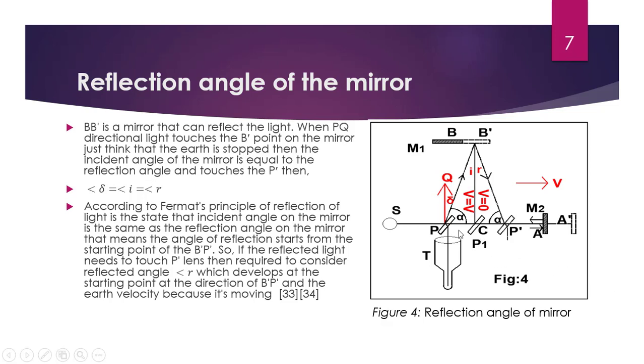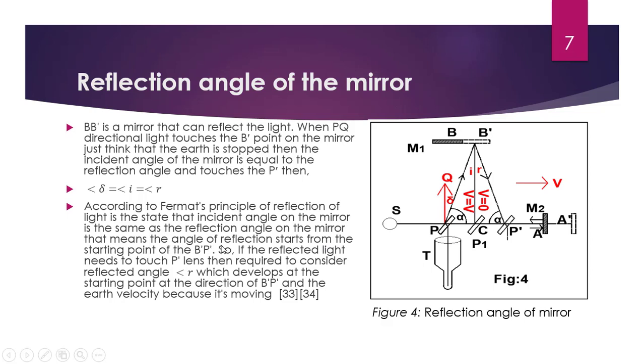Again I explain it. If we put the light in the PQ direction, then it goes to B dash for the earth velocity, and we think that when the light touches B dash, at the same time we stop the earth. The earth velocity is 0. Then incident angle will be equal to reflected angle, and it comes back to its position, the P dash position. According to Fermat's principle of reflection, light is stated such that the incident angle on the mirror is the same as the reflection angle on the mirror.